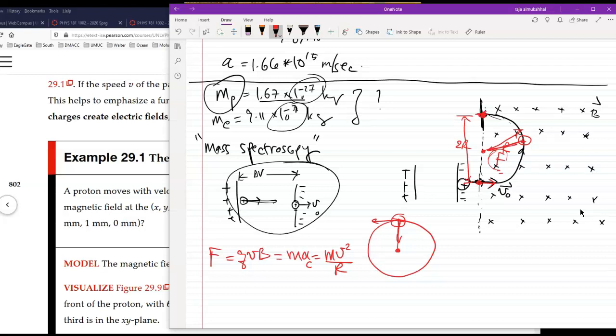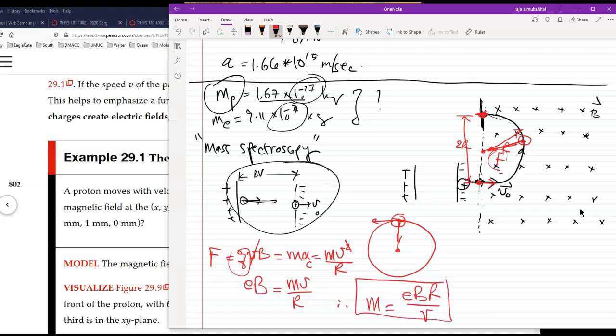So with this in mind, I can say that this is v right here, and this v cancels out, and I already know the charge, so this eB equals mv over r, and therefore the mass is equal to eBr over v. Wow, there we go. I got the mass of the proton. And I know everything about it.